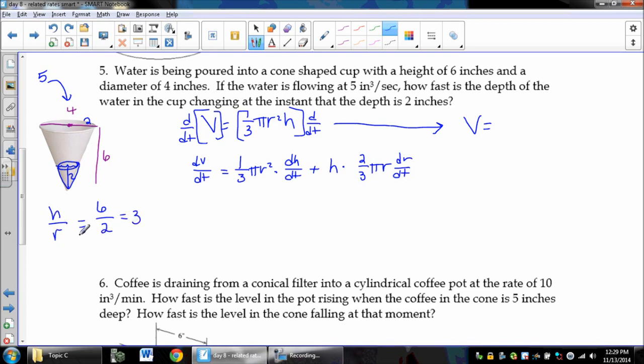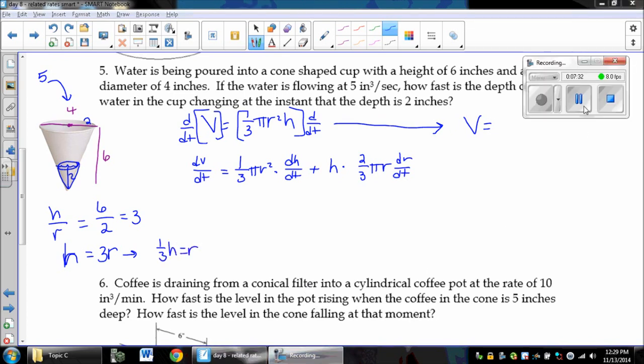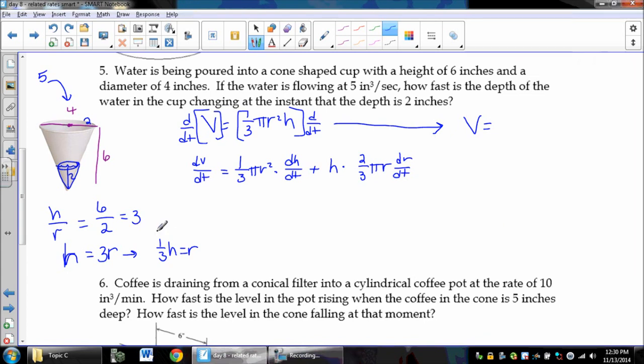So if I want to rearrange things, h was probably the easier way to start this. h equals 3r, which means I can replace all the h's with 3r. Or, since I'm interested in dh dt, I really want everything in terms of h, so I can rewrite that as 1/3 h equals r. So basically I had h equals 3r, and if I divide by 3, that turns into 1/3 h equals r.